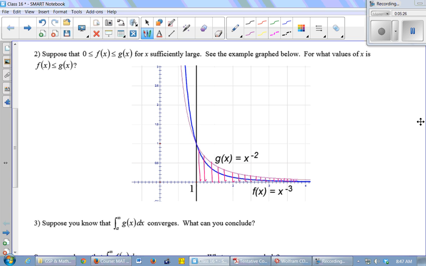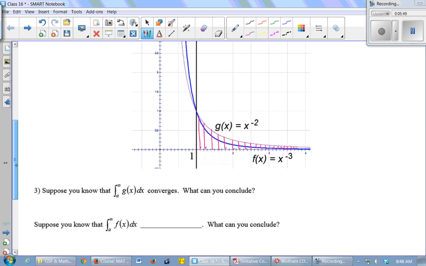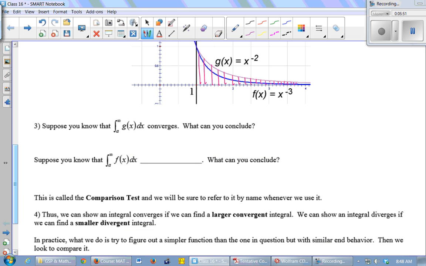Yeah, the area under f is less than the area under g, right? Because f is below g. So there's going to be less area under f than there is under g. And you know that the area under g is finite. So is the area under f infinite or finite? It's got to be finite, right? You can't be less than a number and be infinite. So the area under f has to also be finite.